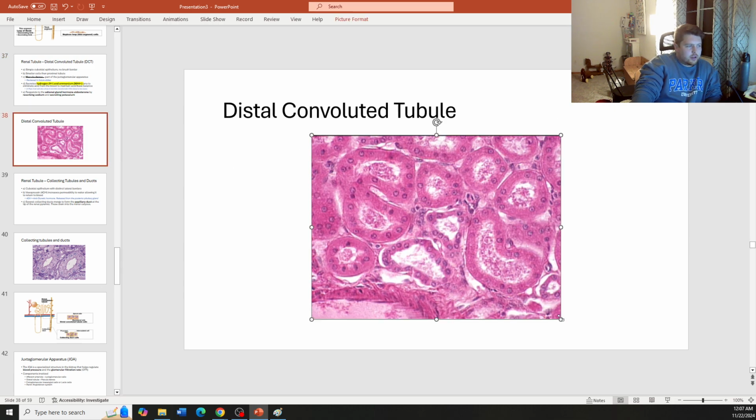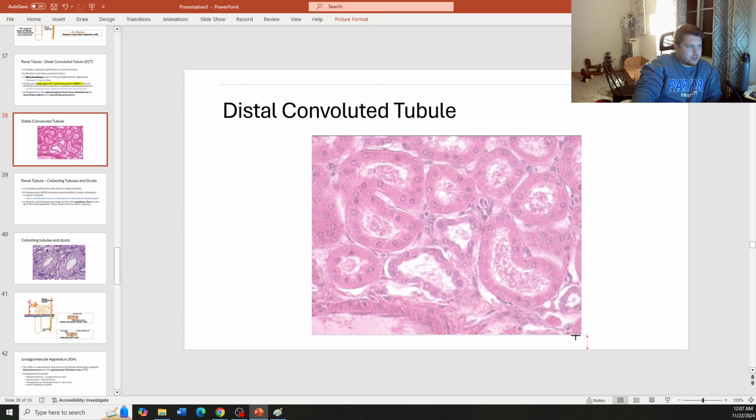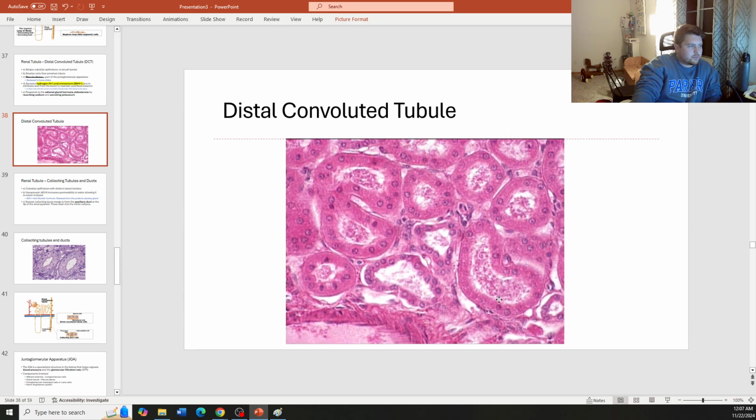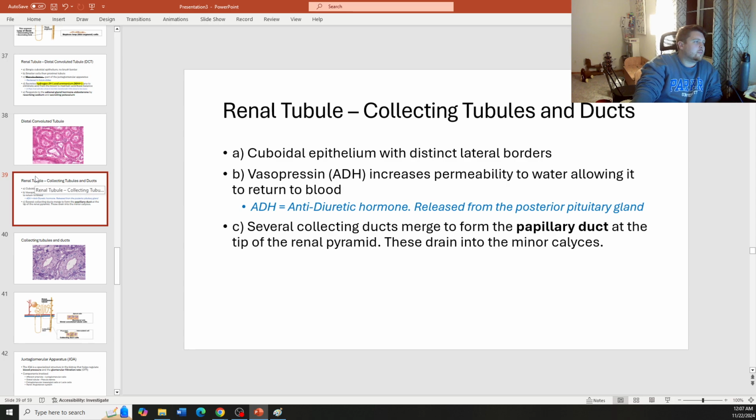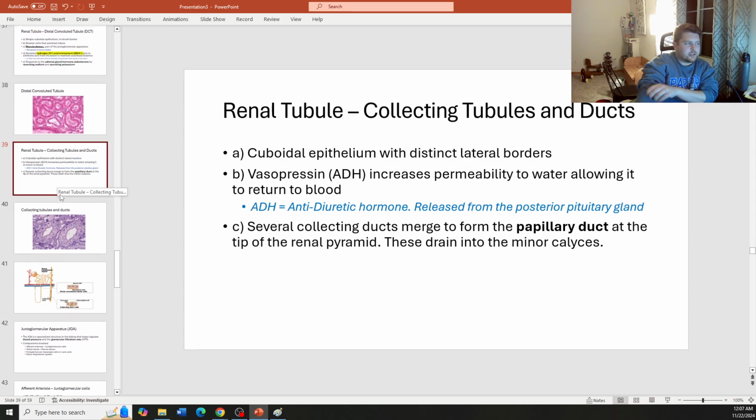Here is a view of the distal convoluted tubule. Each of these is a distal convoluted tubule. I believe it's these ones that we're focusing on. Now, finally, after the distal convoluted tubule, we have the collecting tubules and the ducts.